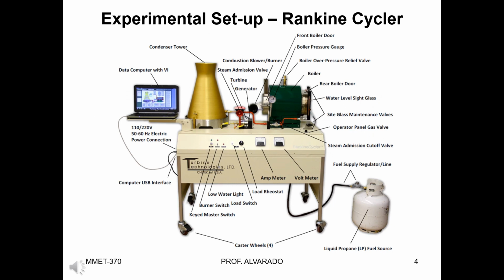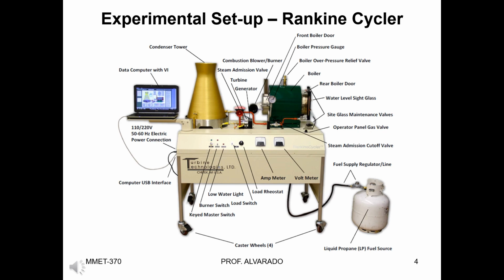This is the experimental setup for the Rankine cycle. At the bottom corner, this is a liquid propane tank and the fuel cells we use to power up the experimental setup. In the Rankine cycle, we have a lot of devices. We have the boiler, and pressure gauges to help us monitor the pressure building up in the boiler. We also have the turbine, the generator, the steam admission valve, and the condensing tower.